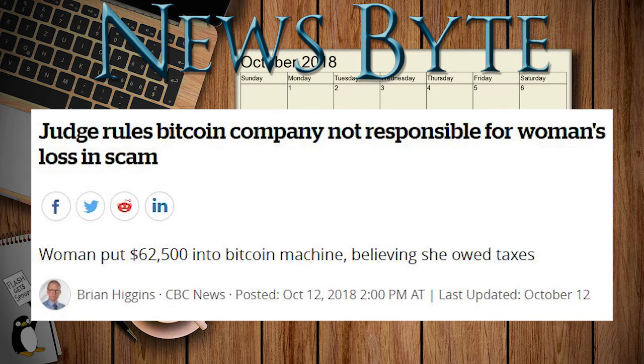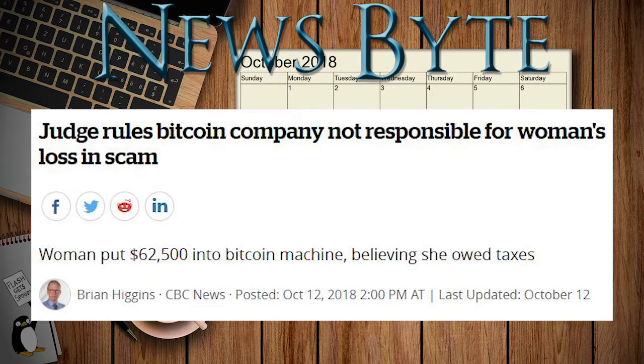And final article of the day, a judge has ruled that a Bitcoin company is not responsible for a woman's loss in a scam. Apparently the lady put 62,000 Canadian dollars into a Bitcoin machine, believing she owed taxes. I definitely feel for this lady, but this is definitely a case of do your own research as well, and we're going to go ahead and unpack with the utmost sympathy exactly what happened and why, and how you can avoid the same fate.